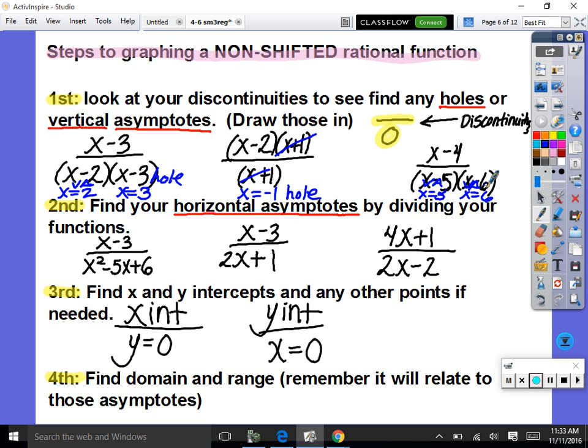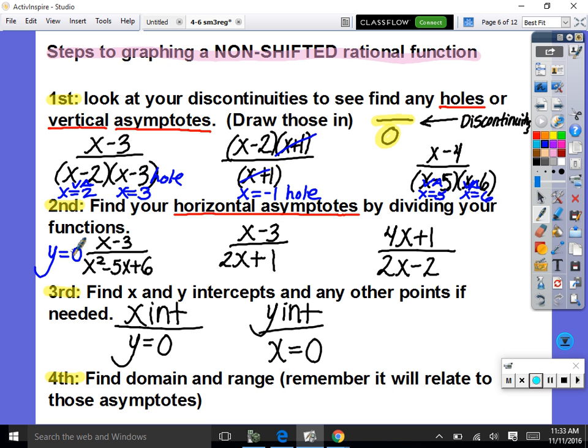Find your horizontal asymptote by dividing the functions. X divided by x squared, how many times does that divide? 0. So we have a horizontal asymptote at y equals 0. Okay, then we draw that in. Then after that, we're just plotting points. So do you see how it's very similar, just a little bit more to think about?